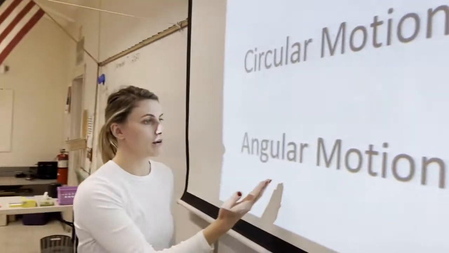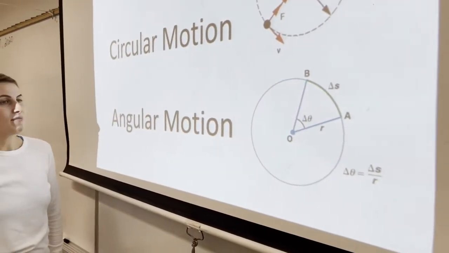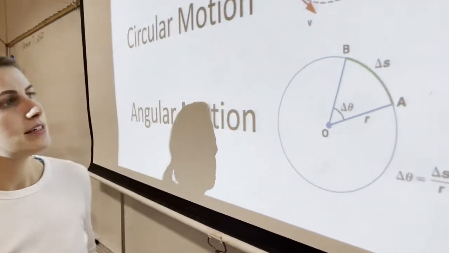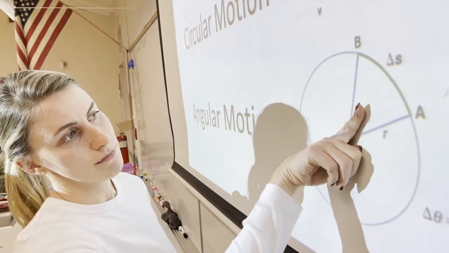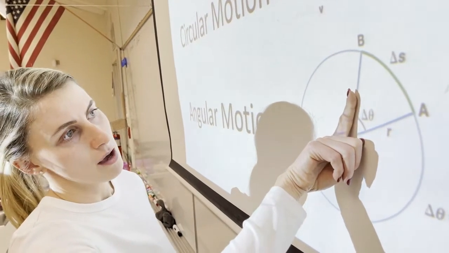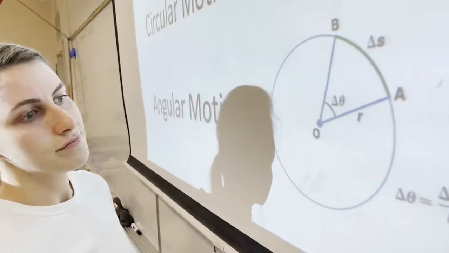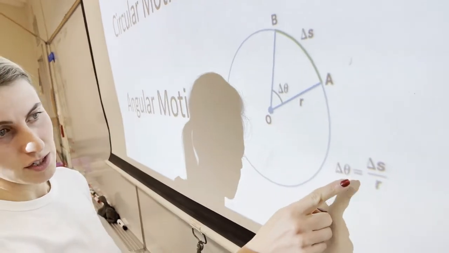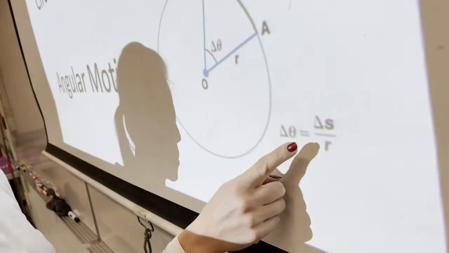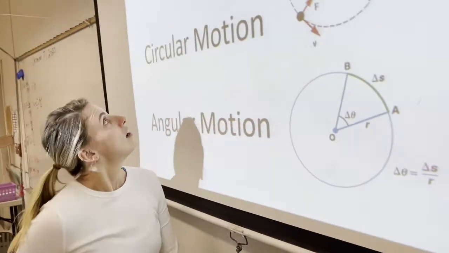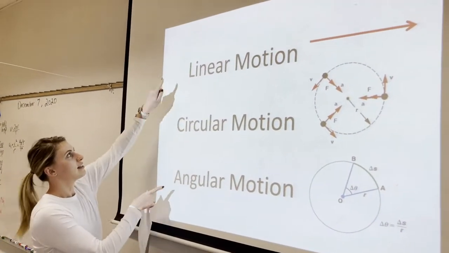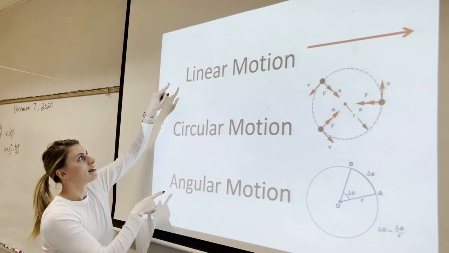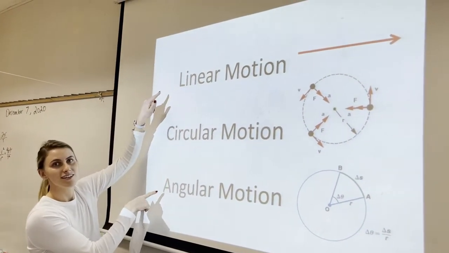Our new topic is angular motion. What we have here is an angle that covers a certain amount of distance through that arc length, and it's represented by this equation right here. We saw this yesterday. What I really want to point out to you is that these two are living in parallel universes, just like on the next slide.